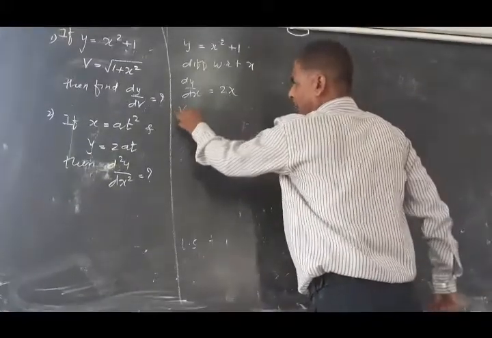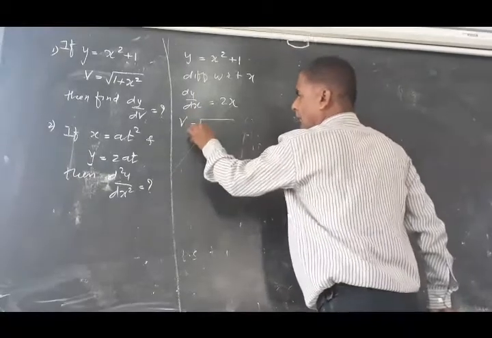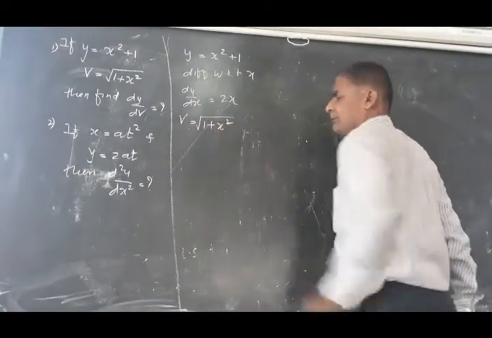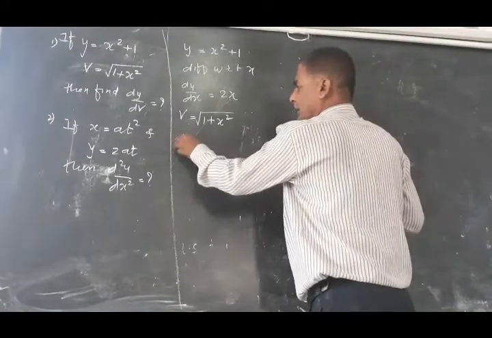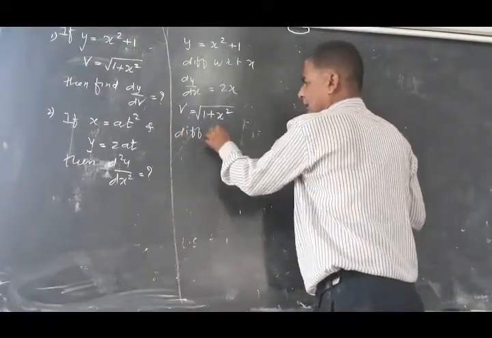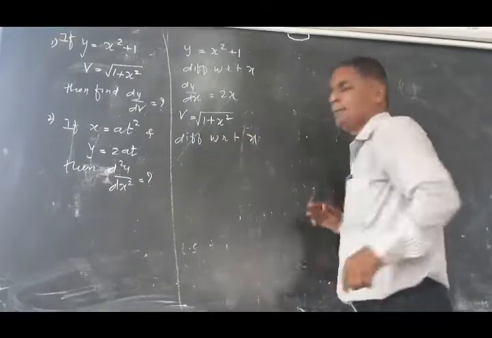Now the second one, v is equal to under root of 1 plus x square. We have got here 1 plus x square. Now take its derivative with respect to x. Differentiate with respect to x.